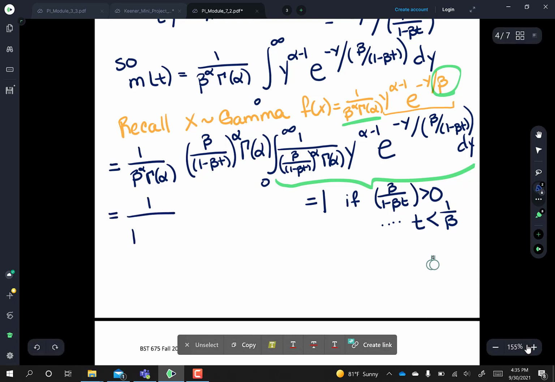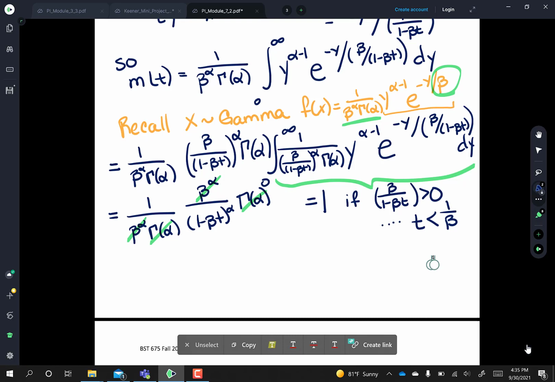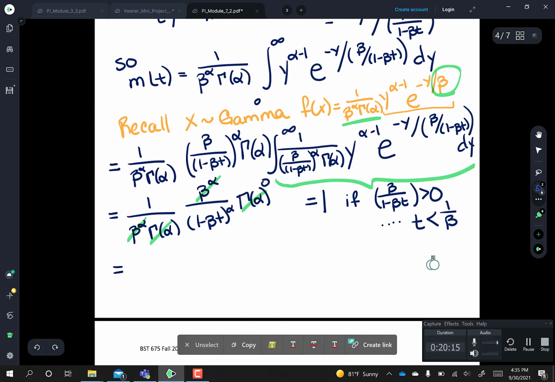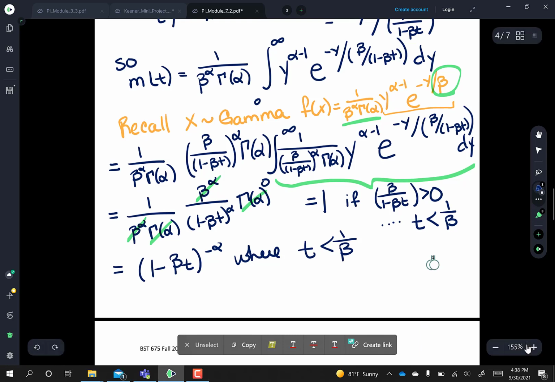So notice here we have 1 over beta to the alpha gamma alpha, times beta to the alpha, 1 minus beta t to the alpha, gamma alpha, but notice that this term and this term cancel, this term and this term cancel, and so we end up with 1 minus beta t to the minus alpha, where t is less than 1 over beta. And so this gives us the moment generating function of a gamma distribution.